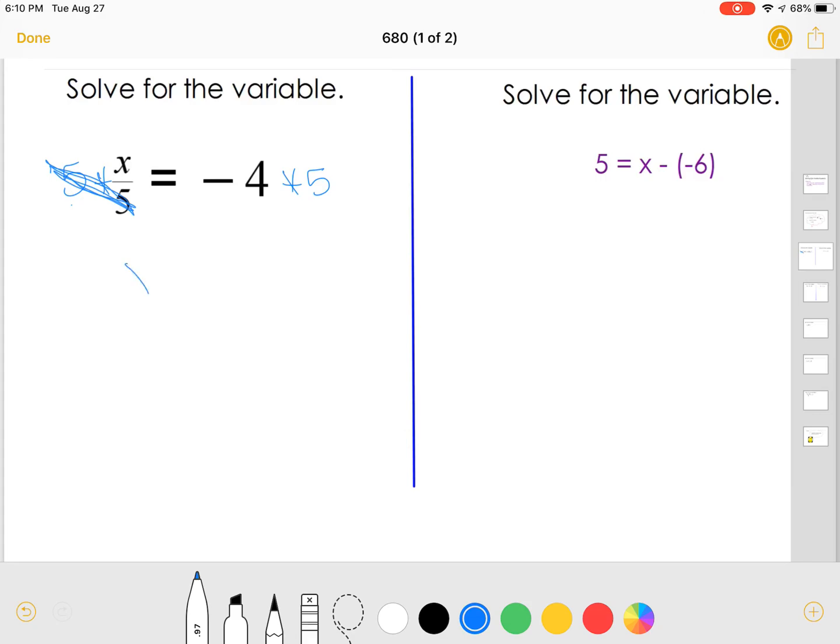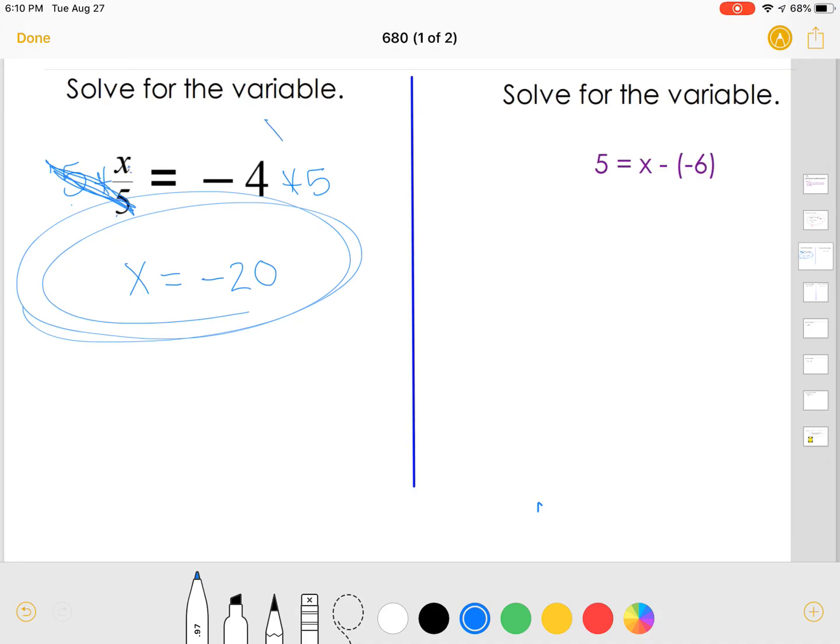So we end up with x is equal to -4 times 5, which is -20. So x equals -20. And there we used our inverse operations, right? We used the fact that multiplication is the inverse of division in order to isolate x. Let's try it with this other one.